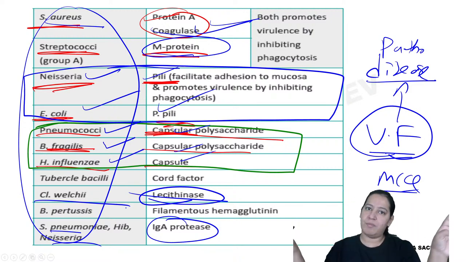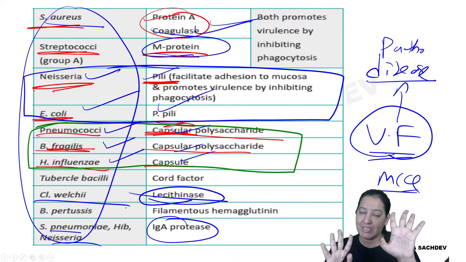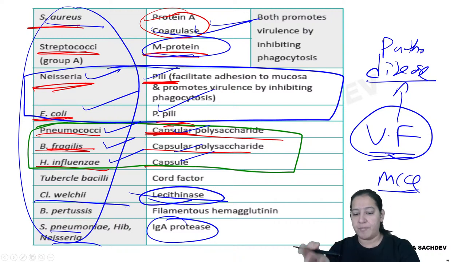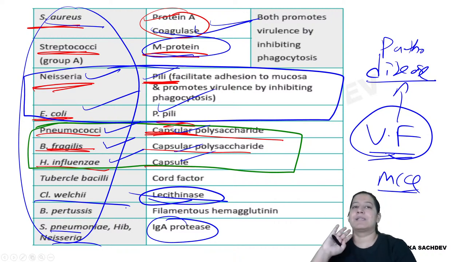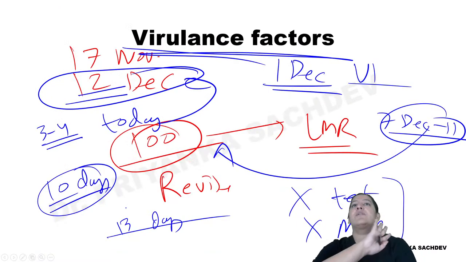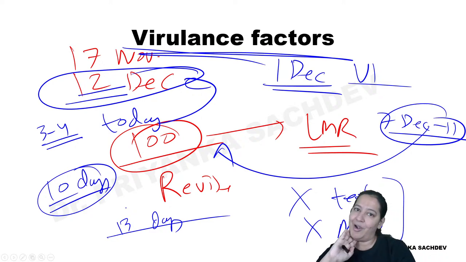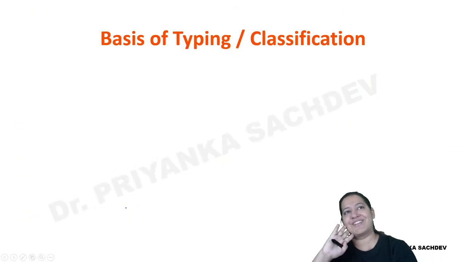Abhi poori bacteriology tumne ek baar to padh li hai. Once you have read it, I guess you have learned in your professional year. So now revise these tables. Don't read individual bacteria. Revise these tables. So that is sufficient. Ye virulence factor mein se ek MCQ expect kar lo. One MCQ expect from this virulence factor, right?